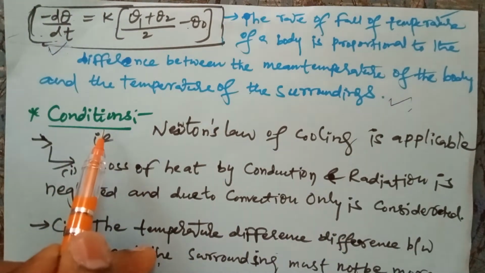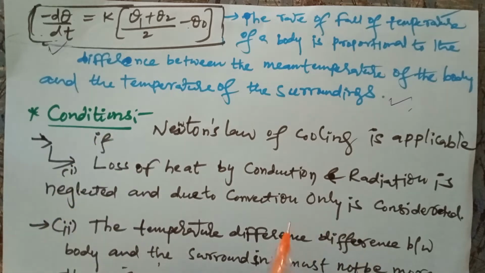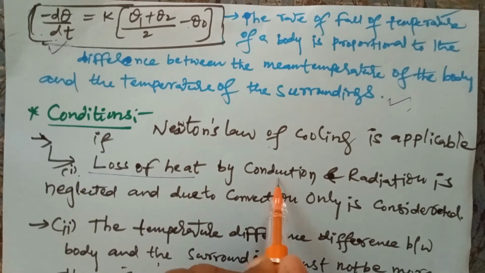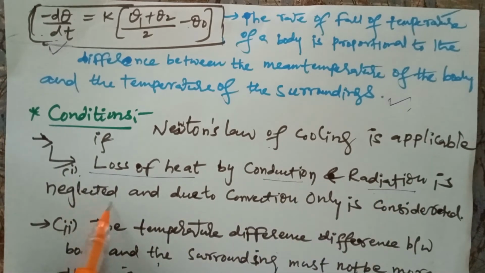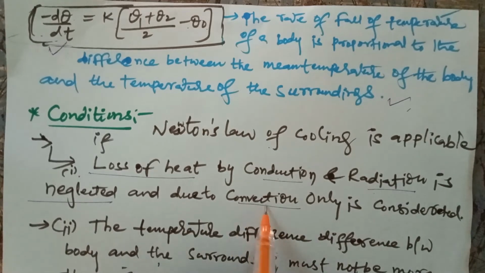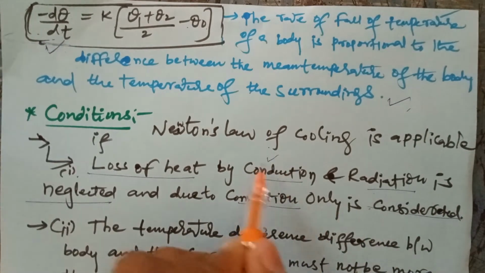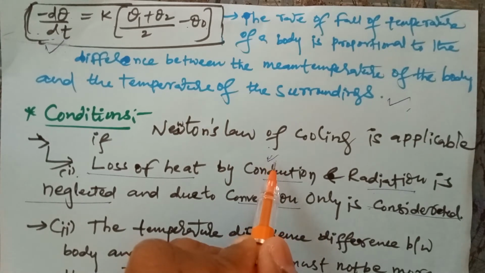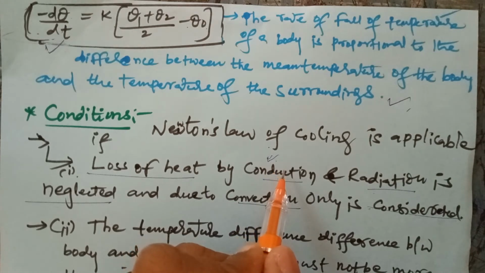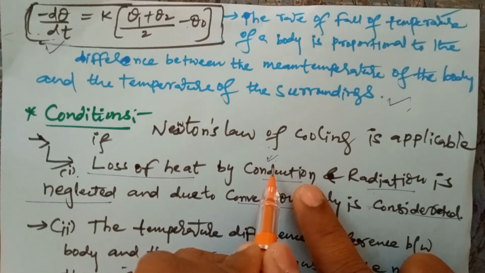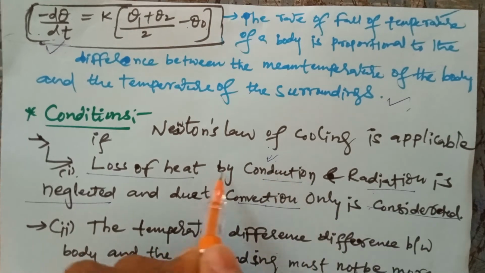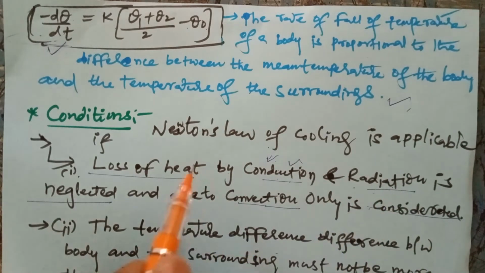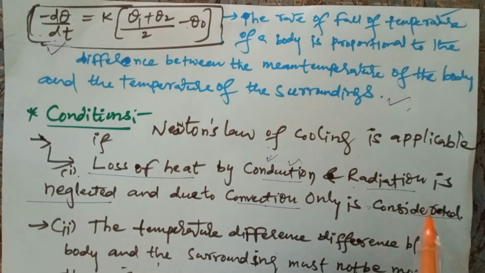Now what are the conditions where Newton's law of cooling is applicable? First, loss of heat by conduction and radiation is neglected, and only convection is considered. What is the meaning of conduction? Heat transmits from one place to another without changing the particles of the medium. Radiation is heat transmitting from one place to another without using any medium.